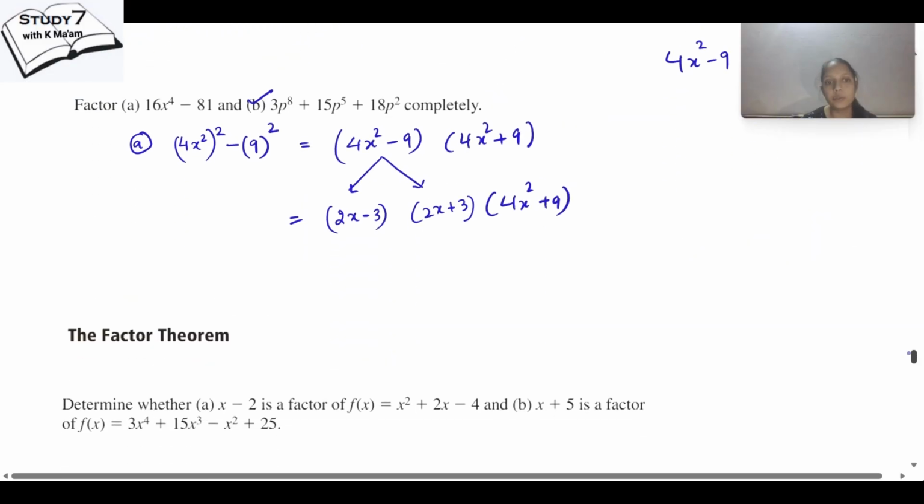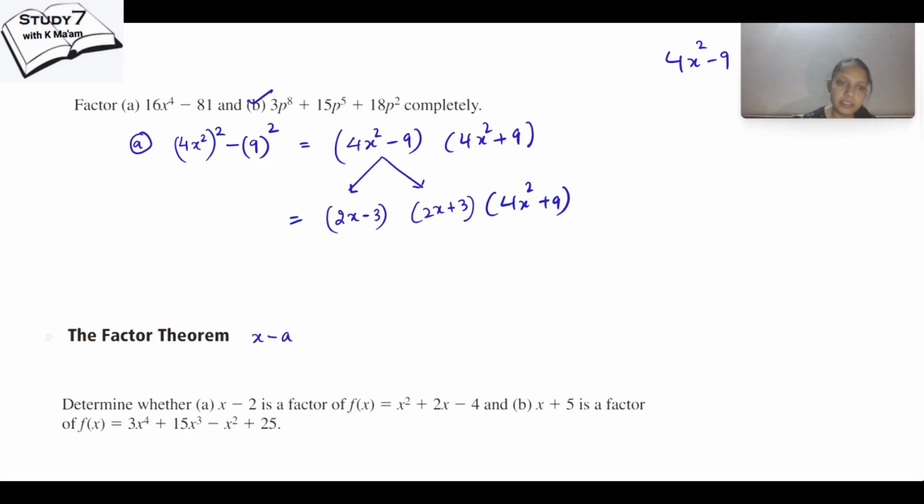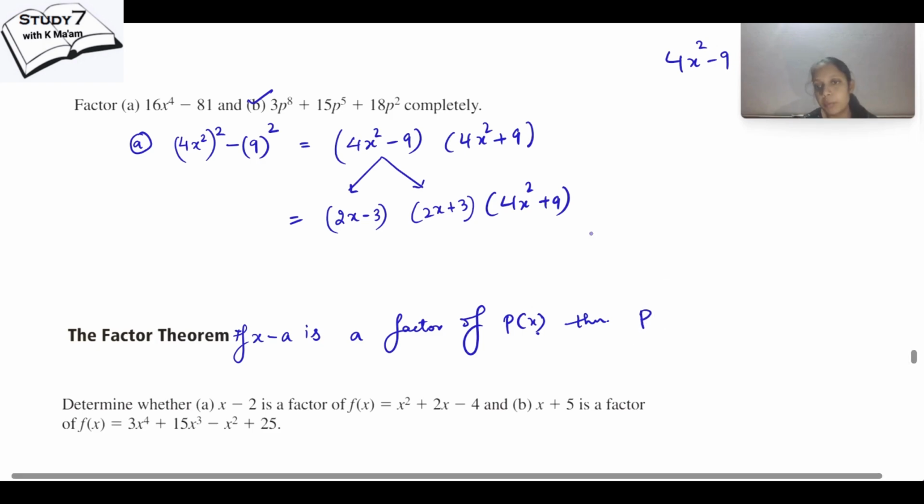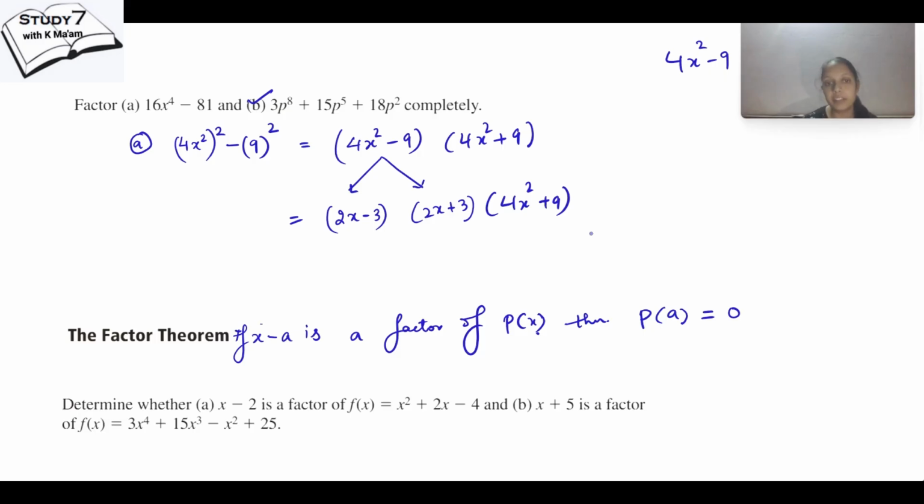Next is the factor theorem. The factor theorem says if x plus a or x minus a is a factor of a polynomial p(x), then p(a) will be 0. Or you can say in that case the remainder is always 0. When you divide the given polynomial by the factor, the remainder is always 0. This is a factor.